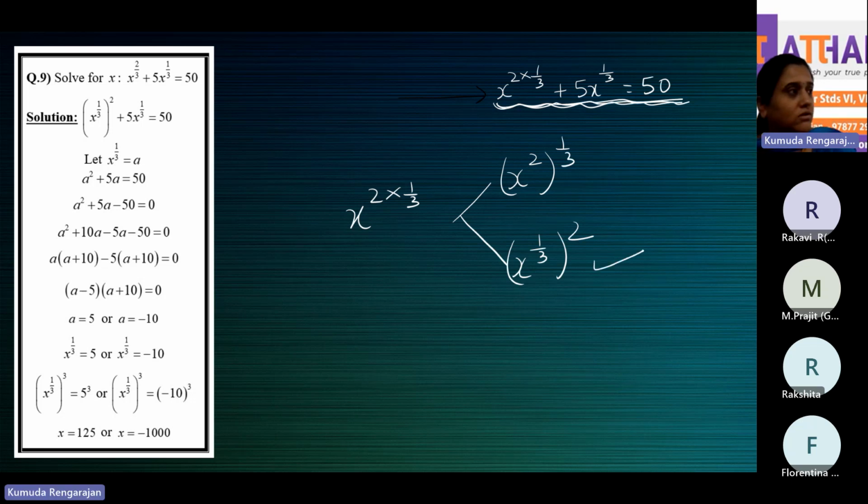So we go with this one because we can assume x to the power 1 by 3 as some other variable, y, z, or a, whatever. We don't go with this one because we already have an x to the power 1 by 3 in the equation, correct?